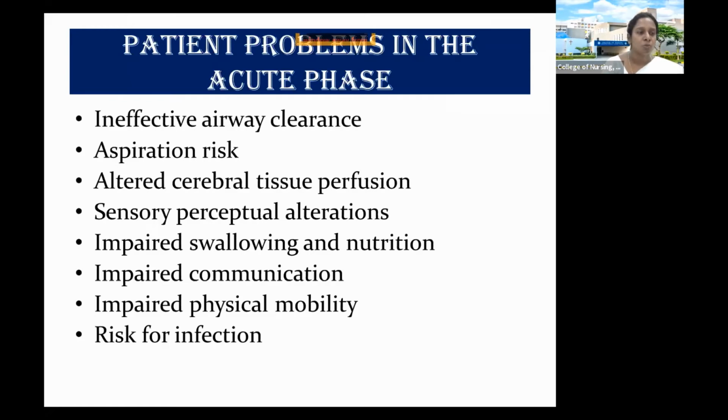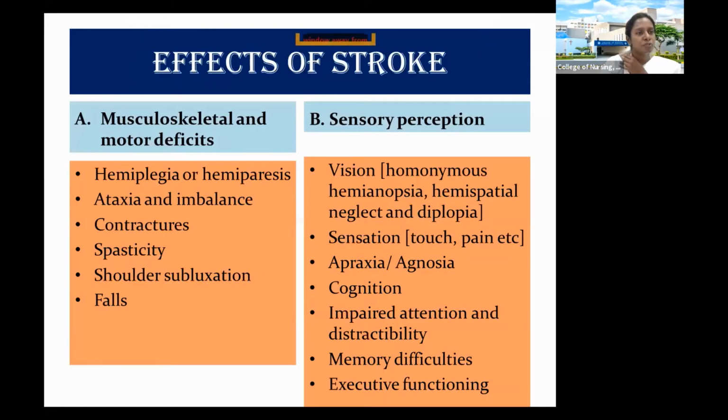Patients will have impaired swallowing and nutrition, impaired communication in the form of aphasias, and impaired physical mobility if they have hemiplegias, hemiparesis or ataxias. Those patients can have impaired physical mobility and risk for infection if they are going to be on invasive lines. That can itself cause infection, or if the patient has aspirated, aspiration pneumonia can develop. The effects of stroke, when we see it system-wise, include musculoskeletal and motor deficits. These are the problems that are encountered by patients.